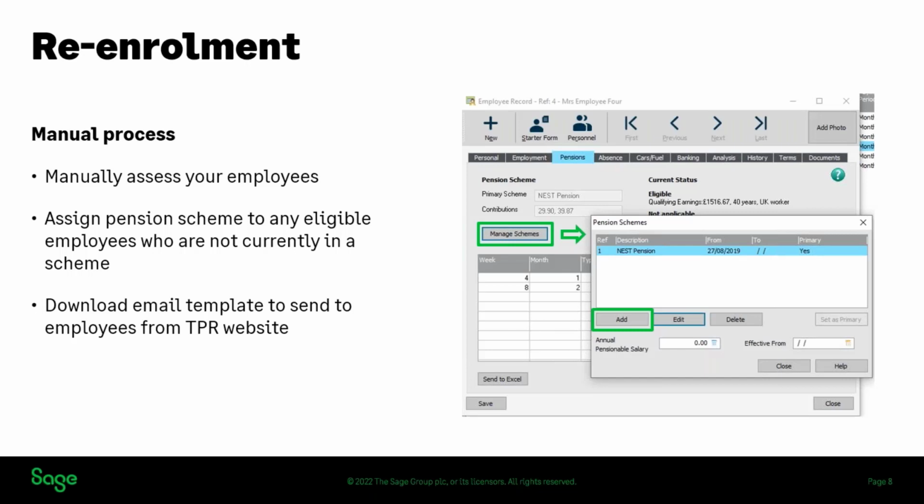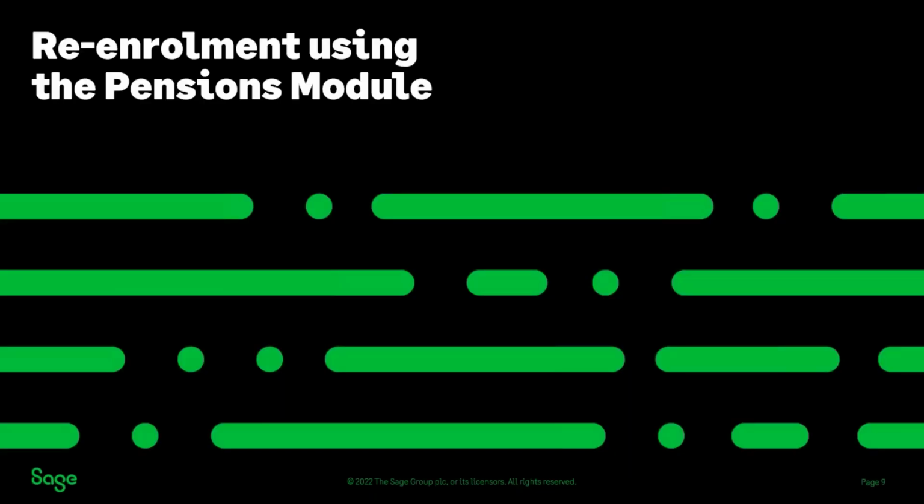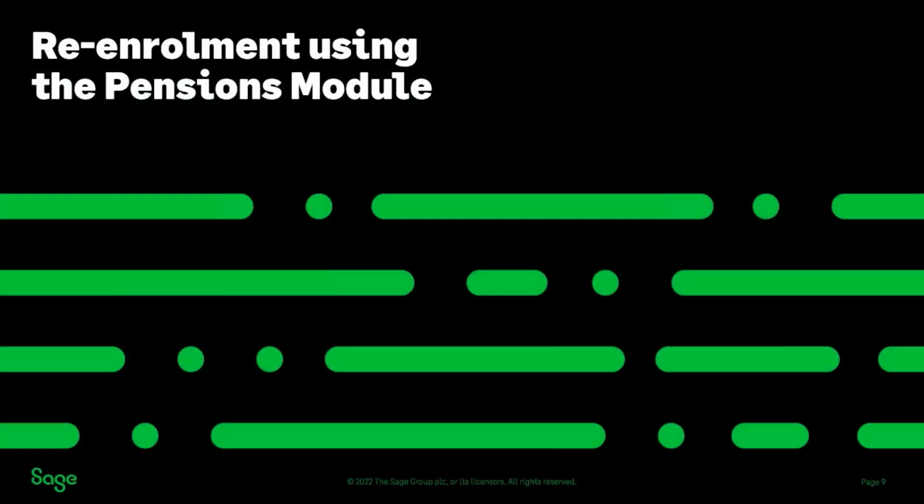So anyone who needs to be re-enrolled or enrolled, you'll have to assign that pension scheme manually through the employee record. We've got a screenshot there of where you would go. It's in the pensions tab and then manage schemes. Click the add button and you can add in a pension scheme. Finally, you can download an email template to send to your employees from the TPR website. So if you're doing it manually, there is a template you can download, but it is from the TPR website. So that's the manual process. Now it's time for me to hand over to Duncan, who's going to take us through the re-enrollment using the pension module. So it's over to you, Duncan.